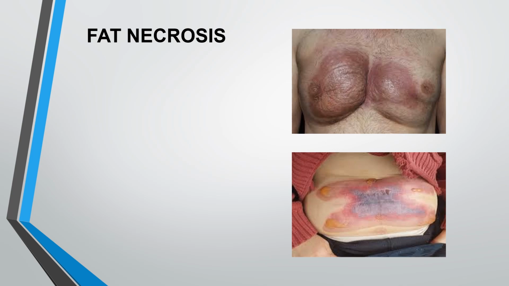Lipases break down triglyceride inside fat cells, and once that process starts, the fat cells don't stand a chance. Clinically, fat necrosis can be tricky because it often presents as a firm lump. In the breast, this can mimic malignancy, which is why pathology matters so much here. Skin over the area may show redness, bruising, dimpling, or tenderness, but sometimes it's completely painless, which makes it even sneakier.